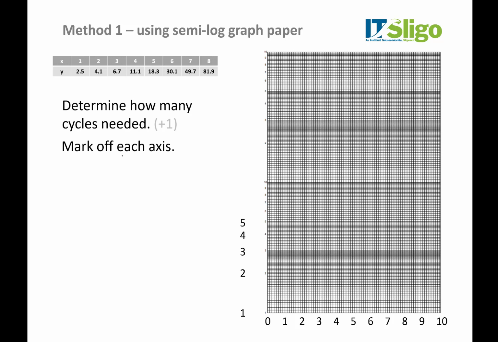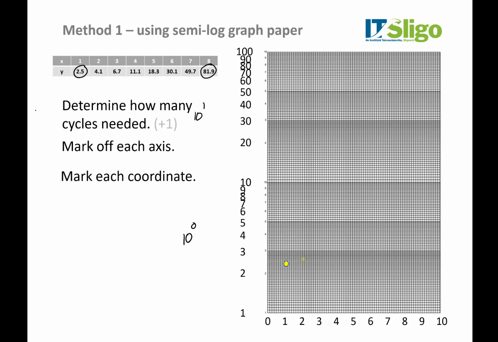And there's my 10 to the power of 0 cycle going in. And now 20, this is my 10 to the power of 1 cycle. So I have enough here to capture all the data, because the highest value is 81.9, the lowest value is 2.5. Mark in my points.